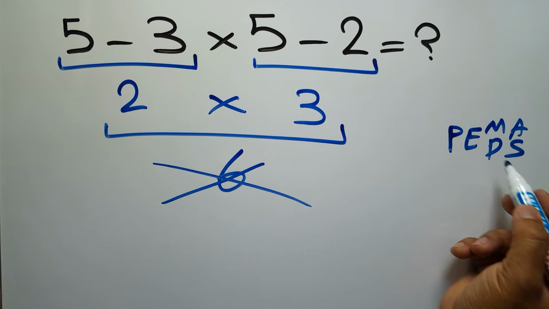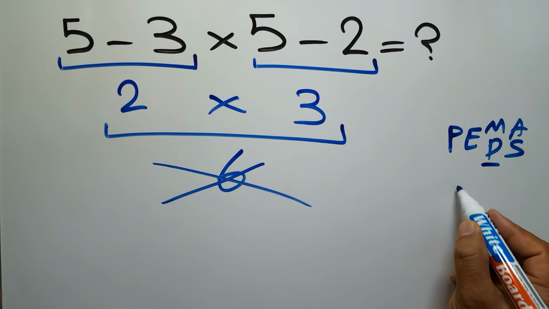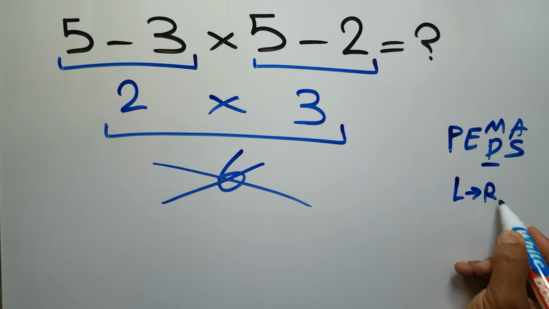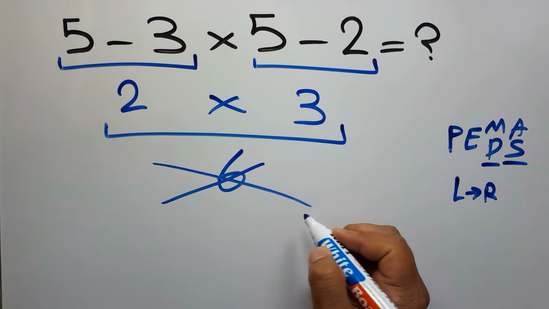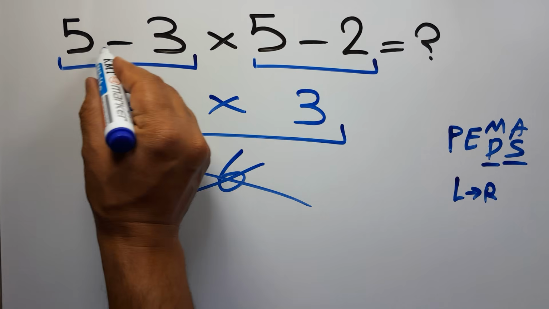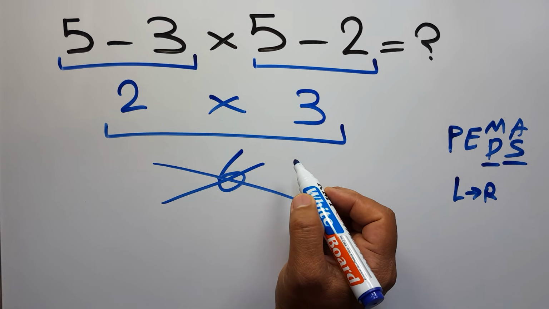Remember that multiplication and division have equal priority and we have to work from left to right. And the same applies to addition and subtraction. In this expression, we have two subtractions and one multiplication.